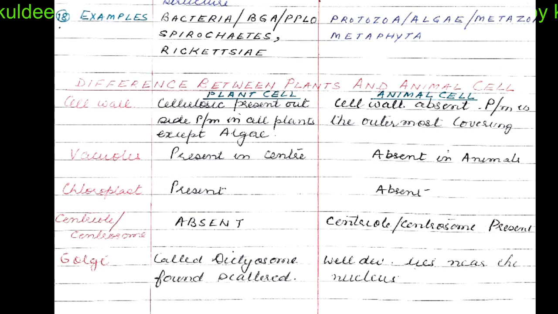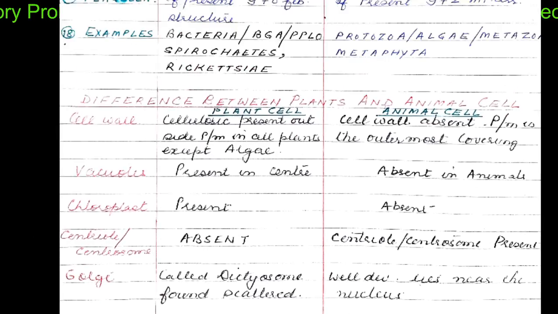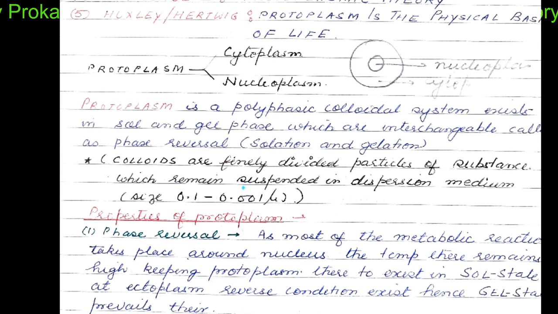Chloroplasts are present in plants but absent in animals. Centrioles and centrosomes are also absent in plants. In fact, they have microtubular organizing centers in their place for division, whereas centrioles and centrosomes are present in animal cells. Golgi, called dictyosomes, are found scattered in the plant cells, whereas in animal cells it is well developed and lies near the nucleus.